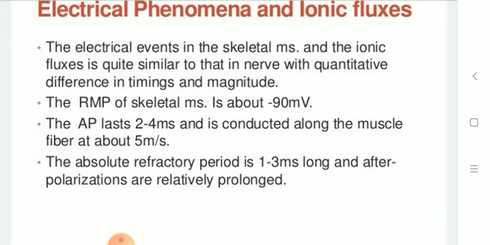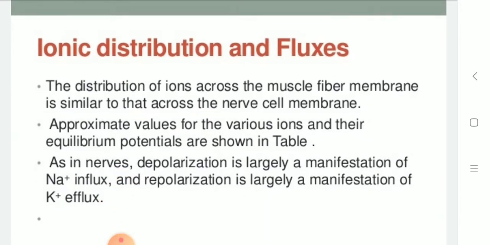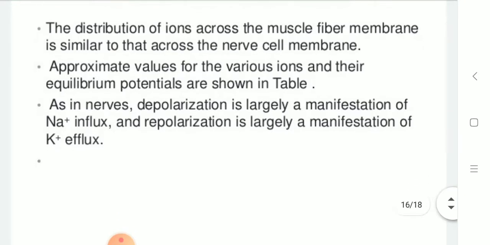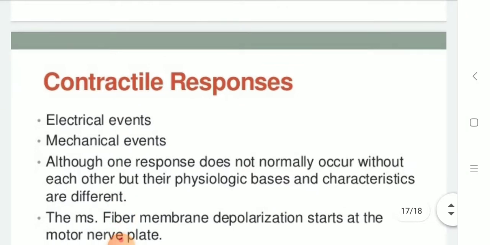The absolute refractory period is 1 to 3 milliseconds long, and after-depolarization is relatively prolonged. Ionic distribution and fluxes: the distribution of ions across the muscle fiber membrane is similar to that across the nerve cell membrane. Approximate values of the various ions and their equilibrium potentials are shown in the table. As in nerves, depolarization is largely a manifestation of sodium influx, and repolarization is largely a manifestation of potassium efflux.